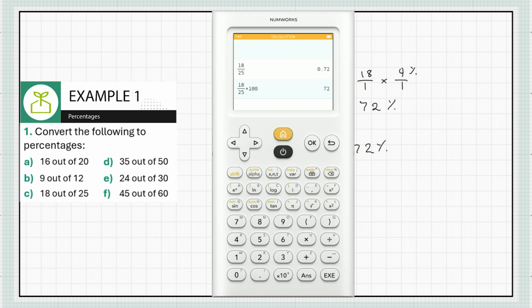Just remember you have to add that percentage symbol on, otherwise it will not work. It won't make sense, and we can only say that 18 out of 25 is equal to 72%. We can't say 18 out of 25 is equal to 72 because that's wrong.